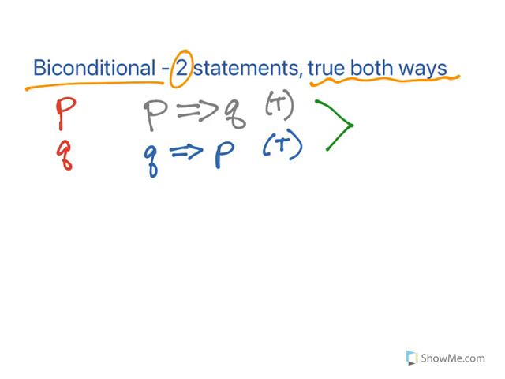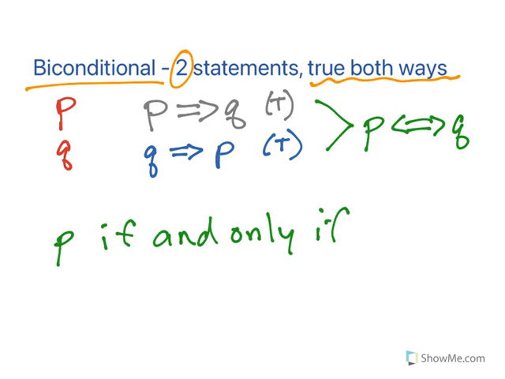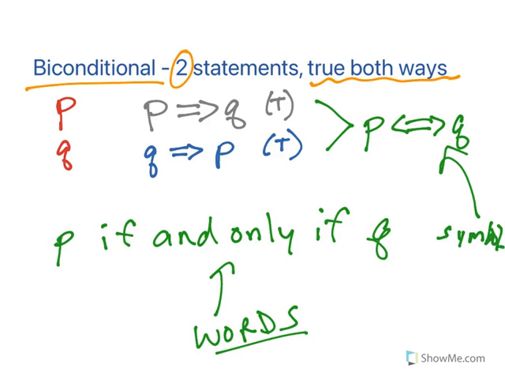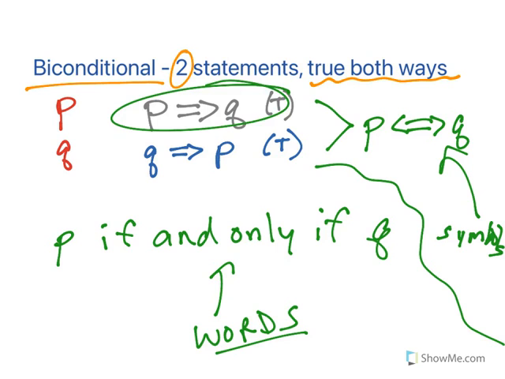If these are both true, then we can write a biconditional in symbols by using a double arrow, so arrows on both ends. And this means P if and only if Q. So this is using words, this is using symbols, okay? So that's the idea of what we're doing, but you have to check the truth value both ways before you just write a biconditional, because not all things are true both ways.